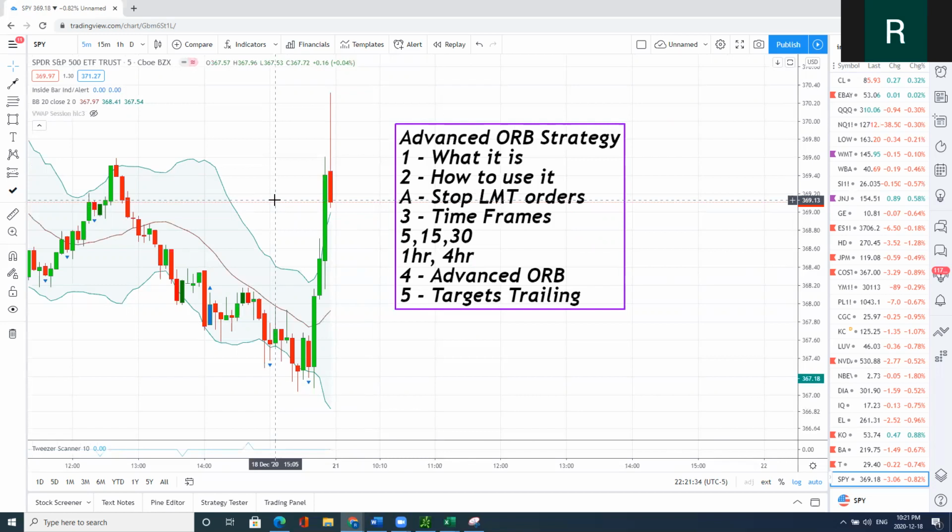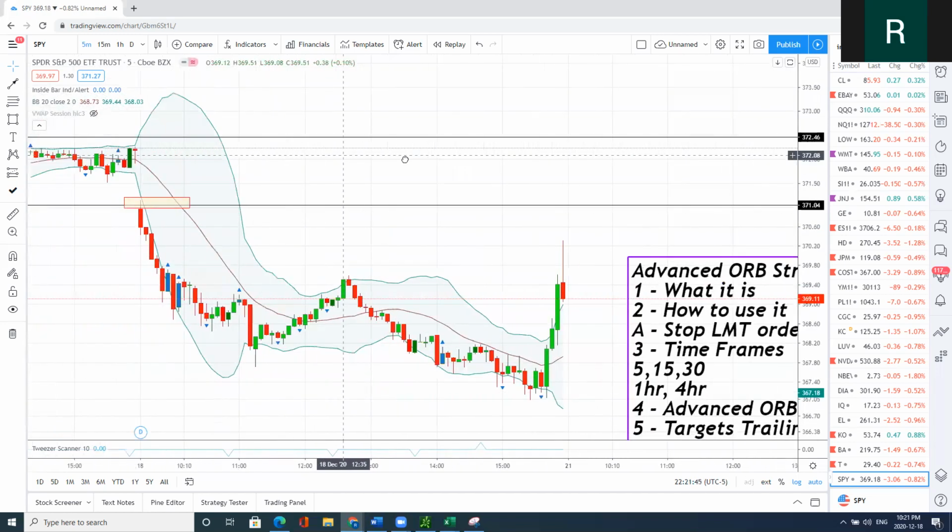If we're opening inside the previous day's range, I don't want to use an ORB. So I'm going to talk to you guys about all of those specific examples. We're going to go through a ton, and then I'm going to come back to targets and trailing last, okay? So let's start off with this example.